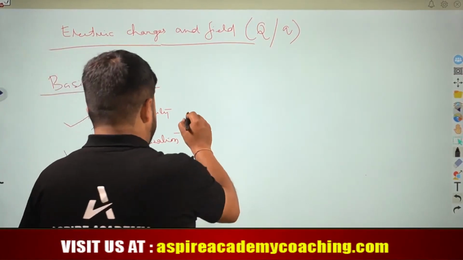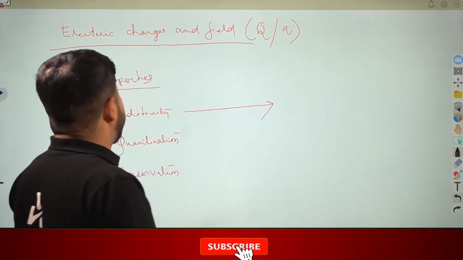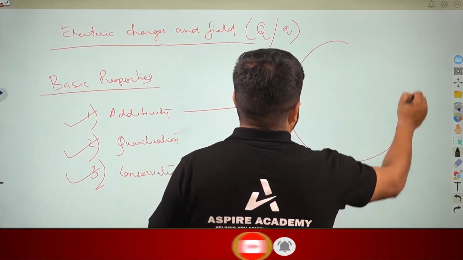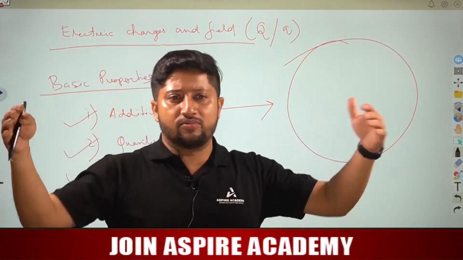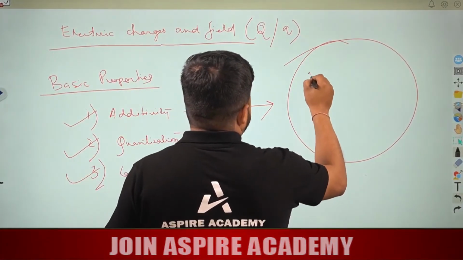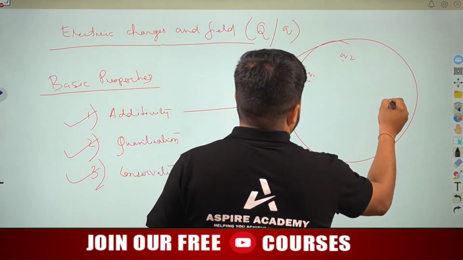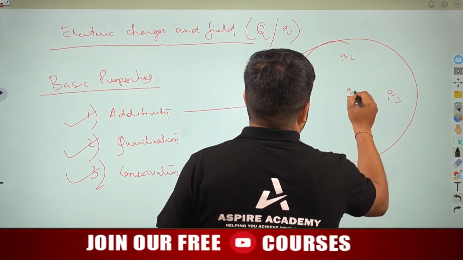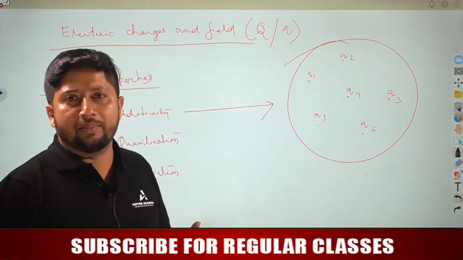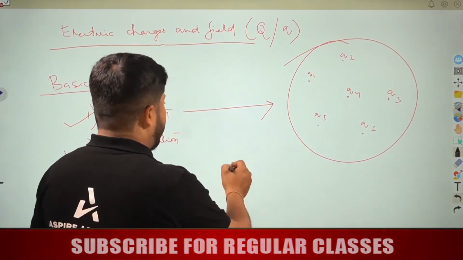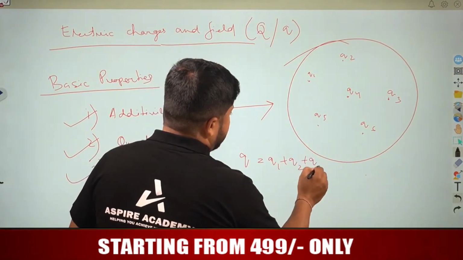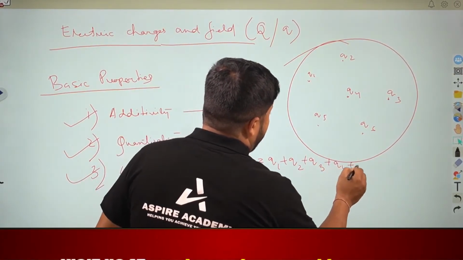First, what is additivity? Suppose we have a system, for example a room. In the system, suppose several charges are there: Q1 charge, Q2 charge, Q3 charge, Q4, Q5, and Q6 charge. According to the additivity property, how can we add these? The total charge is Q1 plus Q2 plus Q3 plus Q4 and Q5.